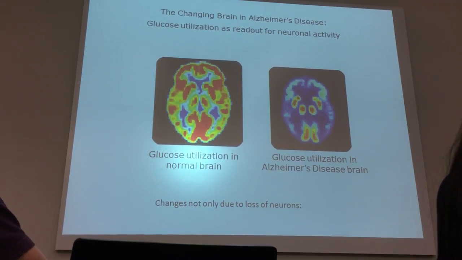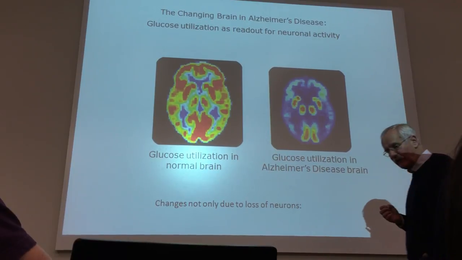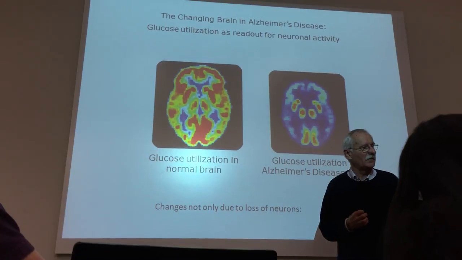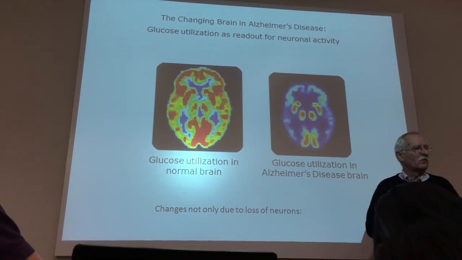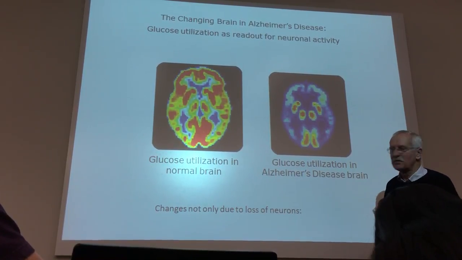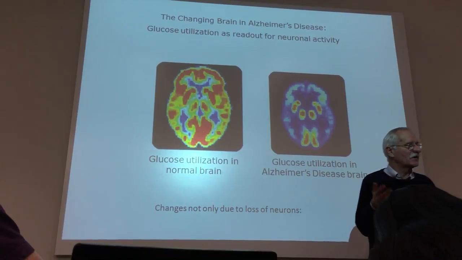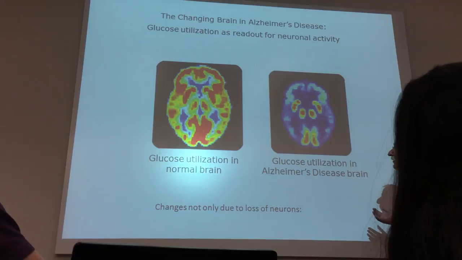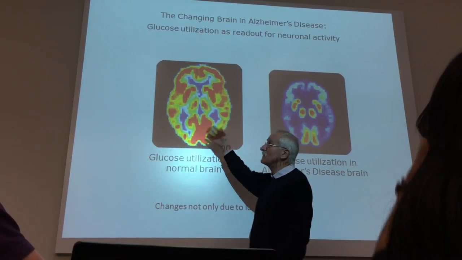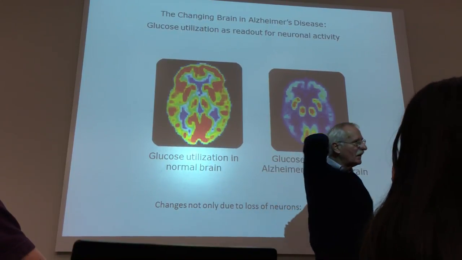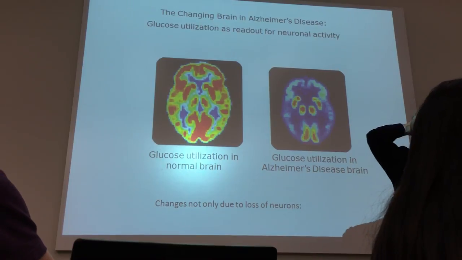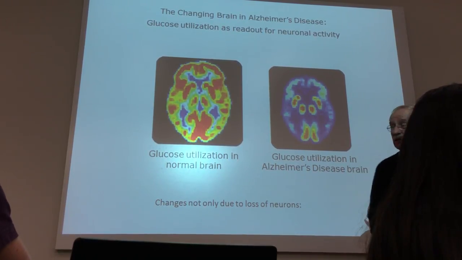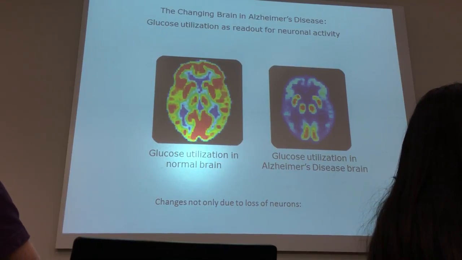So what you can also see is functional studies in Alzheimer's disease made with positron emission tomography. In principle, what you can measure is how much glucose is used in particular brain regions. And what you can see in the control here is that in particular the gray matter is red. That means it uses a lot of glucose, a lot of glucose metabolism.